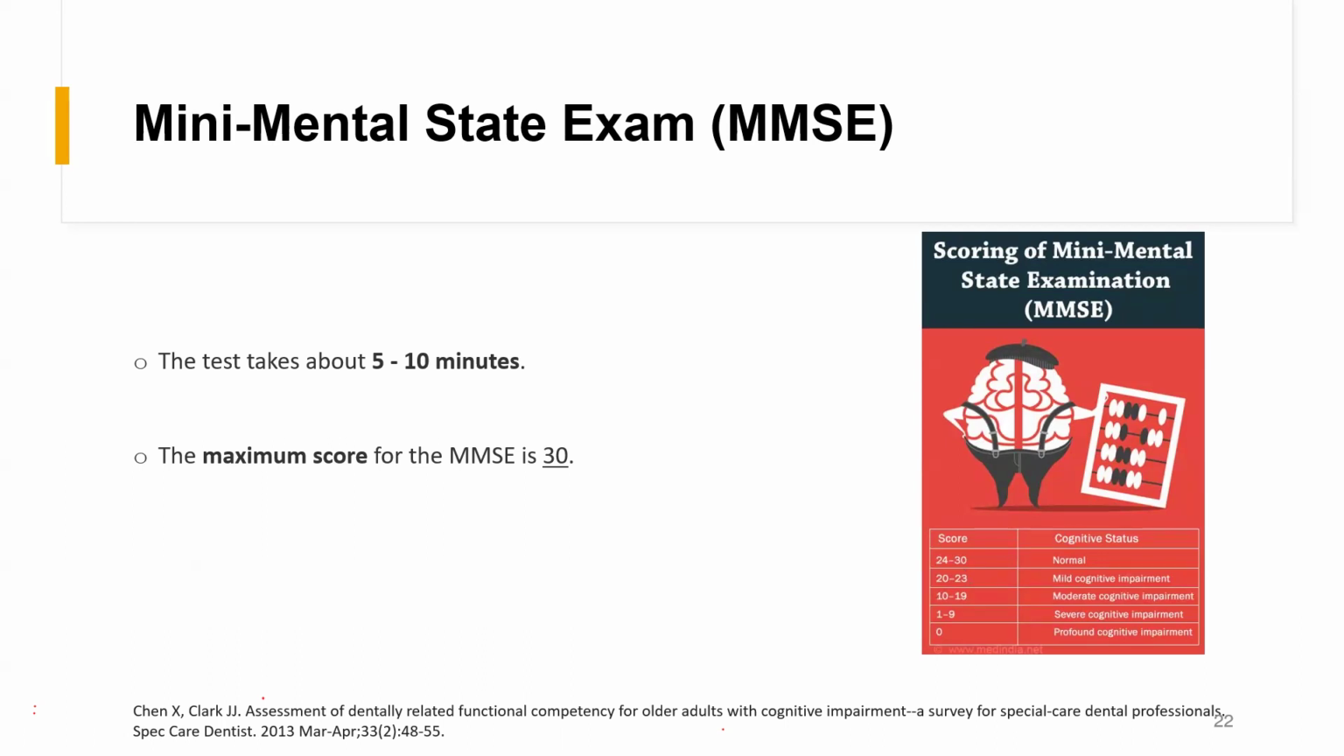However, if the score is below 24, the result is usually considered abnormal, indicating a possible cognitive impairment in the patient.